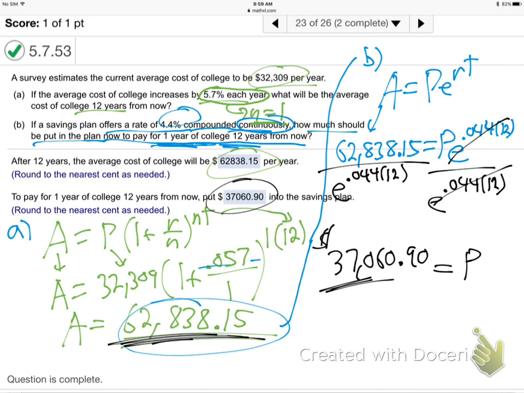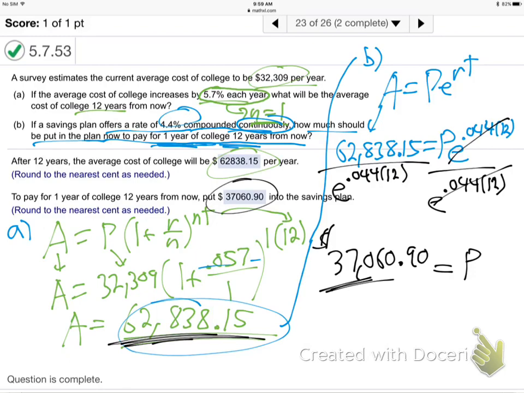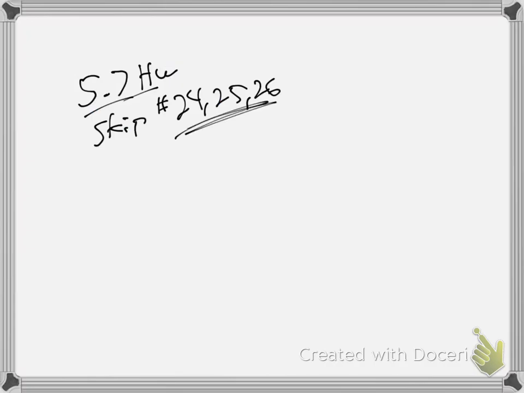All right, so I'm going to stop here. Everybody catching this? Everybody dialing in? You'll like this announcement. 5.7 homework. Skip number 24, 25, and 26. Because this is 23, right? Yeah, 23. So skip the last three. They're messed up. They're not good questions. So skip them. Don't worry about it.